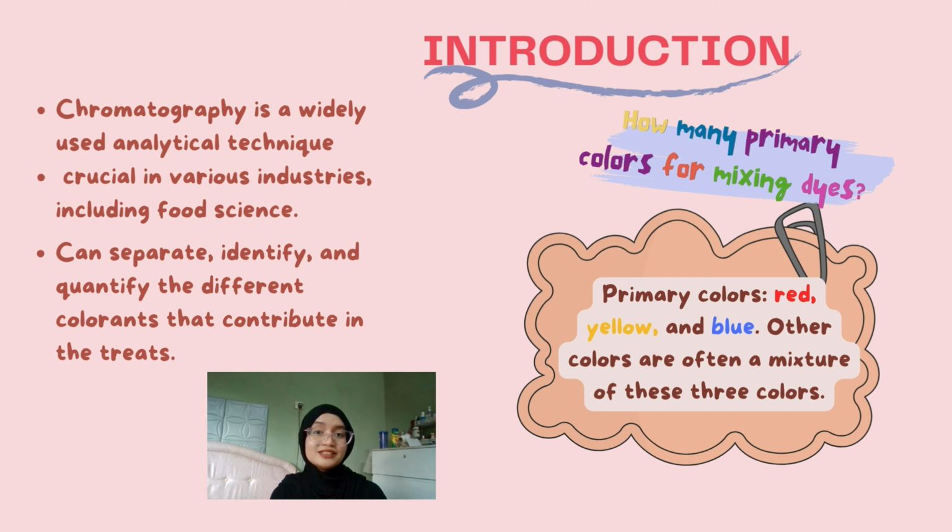of these popular treats. For your information, the pre-primary colors for mixing dyes are red, yellow, and blue. Other colors are often a mixture of these three colors. So, have you ever wondered how many dyes are used in M&M? Join us as we uncover the colorful world of M&M candies through the lens of chromatography in the next slide.